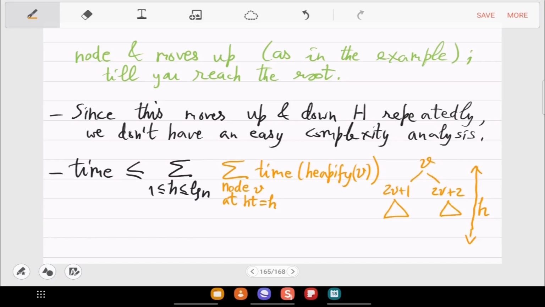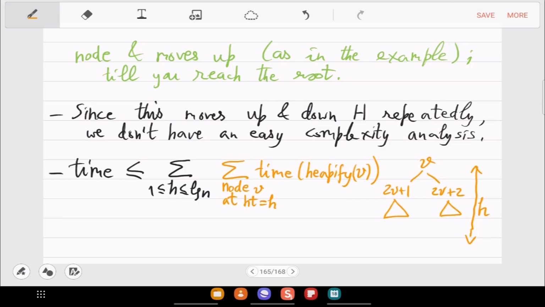Because once you have called Heapify on a node, you will not be calling it again. Right? Heapify on a node is called only once. So we have partitioned Heapify according to the heights, and then within a height or a level, we take the sum over all the nodes V. So this is what we want to estimate. Time is some constant multiple of this. Is this clear?